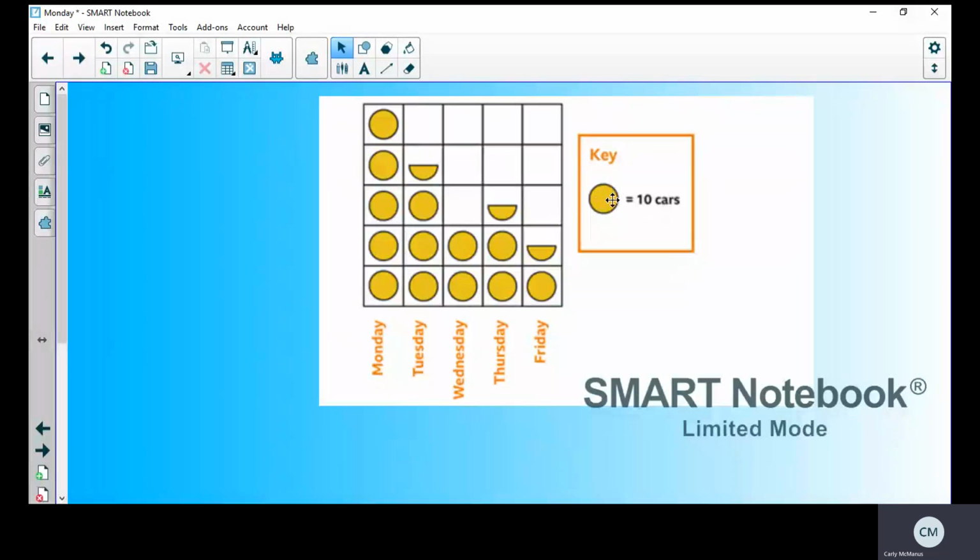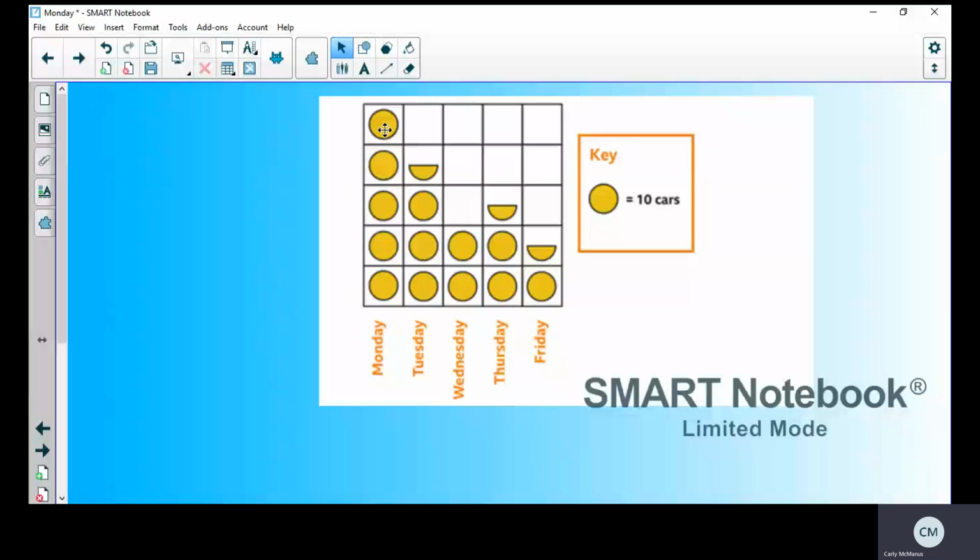So if one whole circle represents 10 cars, what do you think half a circle would represent? Well, it would represent half of 10, which is 5. So sometimes you might get questions saying, how many cars were on the road on a Monday? So you know that this represents 10, so you count 10, 20, 30, 40, 50. On Monday, there were 50 cars on the road.